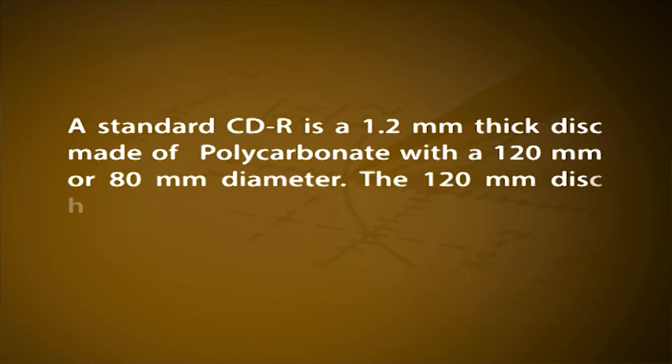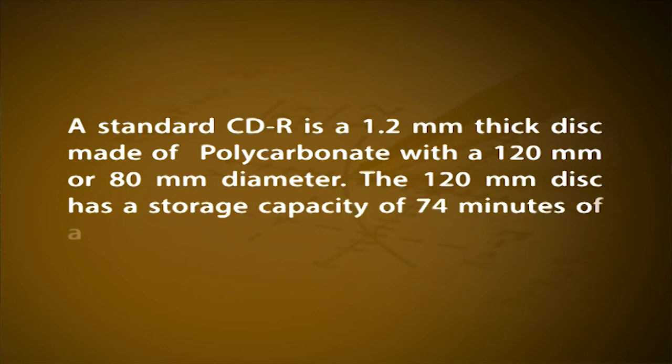The 120 mm disc has a storage capacity of 74 minutes of audio or 650 MiB of data. Most CDs on the market have an 80 minute capacity. The polycarbonate disc contains a spiral groove called the pre-groove because it is molded in before data are written to the disc, to guide the laser beam upon writing and reading information.